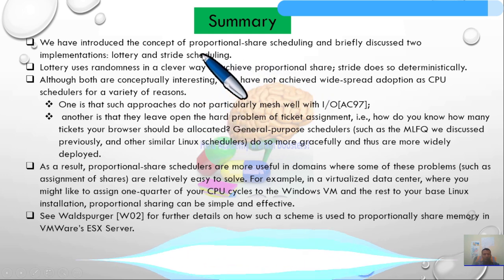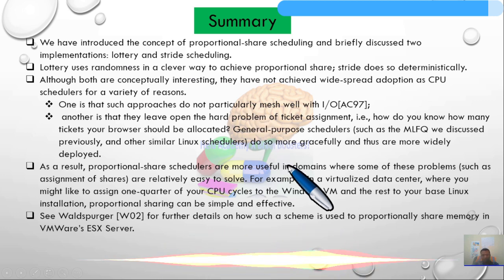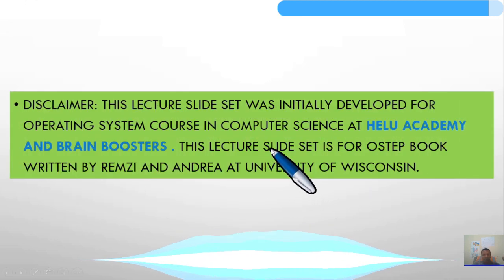So we focused on the lottery and stride scheduling systems. And in short, this is chapter 8 of the book. So all the resources, the data, notes, everything is taken from the textbook of Andrea and Remzi.